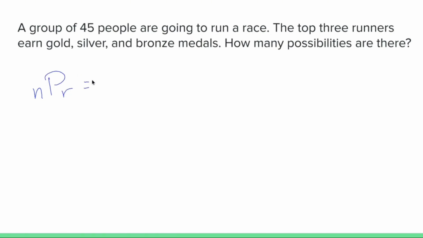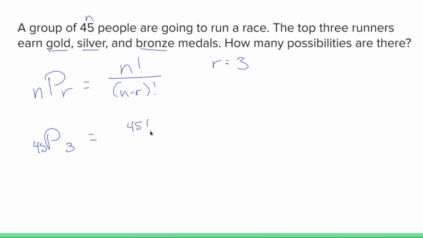So nPr. Now that's the formula n factorial over n minus r factorial. My n in this case is 45. Since there's gold, silver, bronze, my r is going to be 3. So I have 45 permutations taken 3 at a time. So that's going to be 45 factorial over 45 minus 3 factorial, which is 45 factorial over 42 factorial.